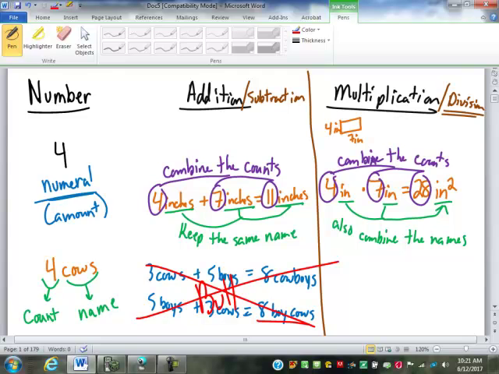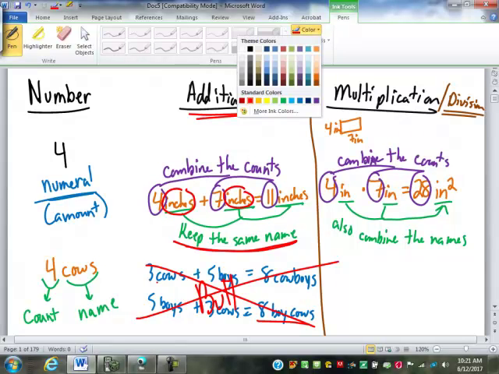But the point behind this is when I add numbers, I'm going to keep the same name, which implies I had to start with the same name. I could combine 4 inches with 7 inches by addition because they had the same name. So when we add or subtract, we must have the same name. I can't add 3 cows with 5 boys because they have different names.